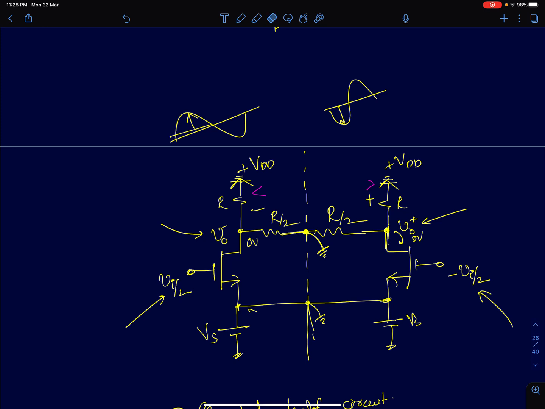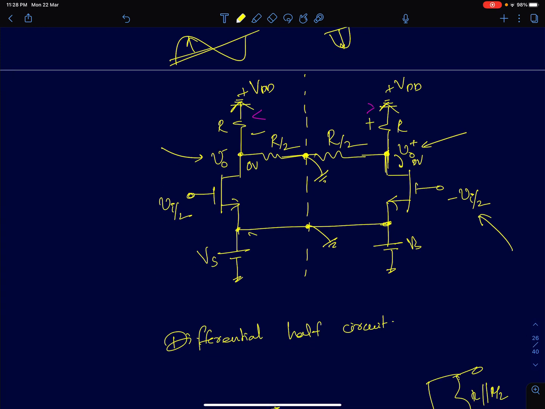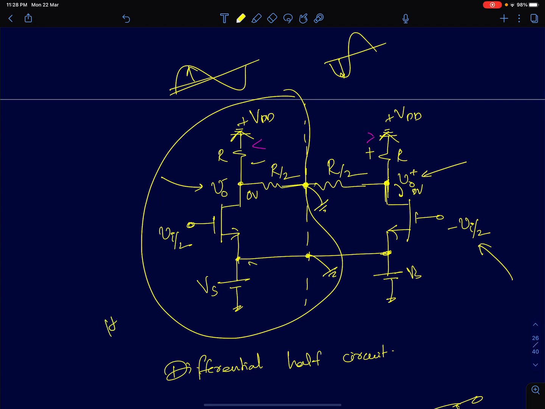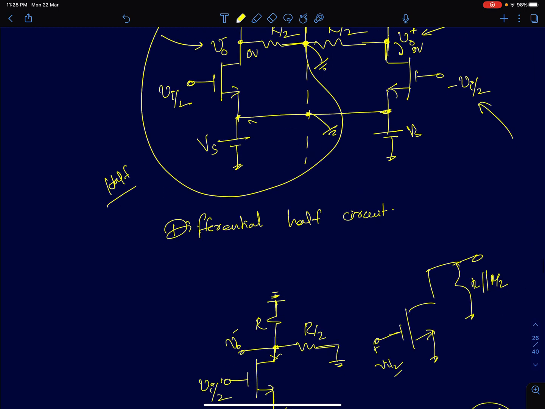So as soon as I draw this axis of symmetry, all I need to do is just ground these two nodes. Wherever this axis of symmetry cuts that line, you have to just ground that node. Once you ground that node, you can see that both the circuits will be identical on either side. Just take one half of the circuit and do the analysis of that. This one half is what we call the differential half circuit. So I have shown your differential half circuit here.